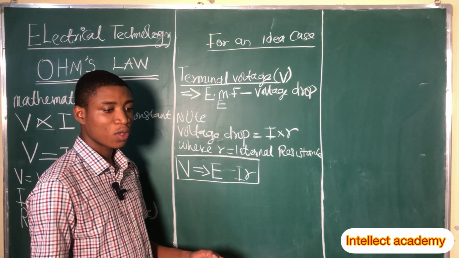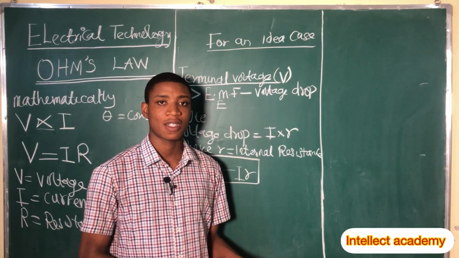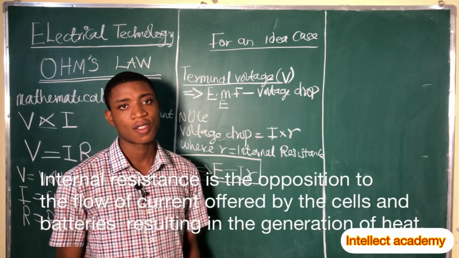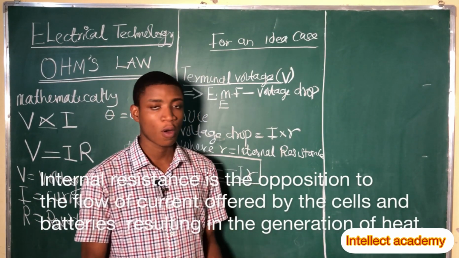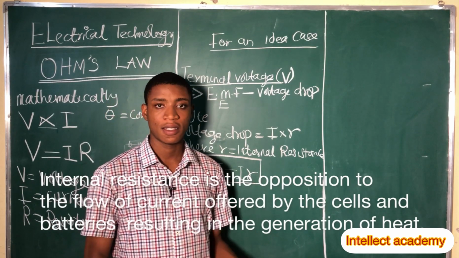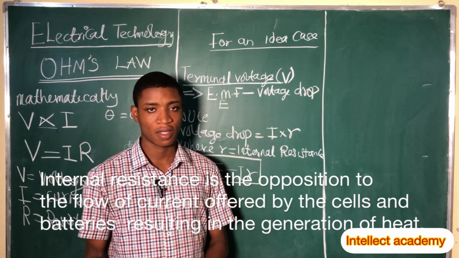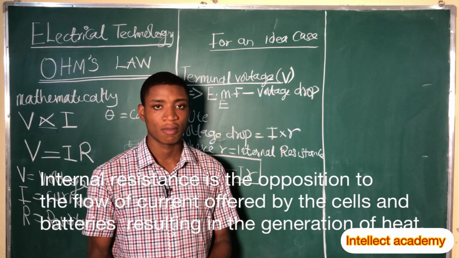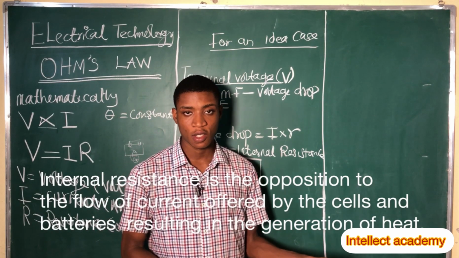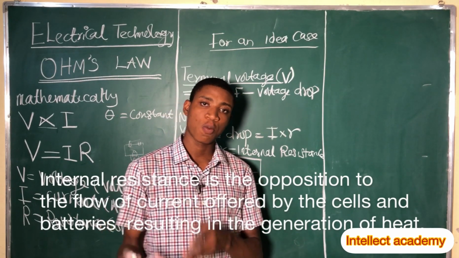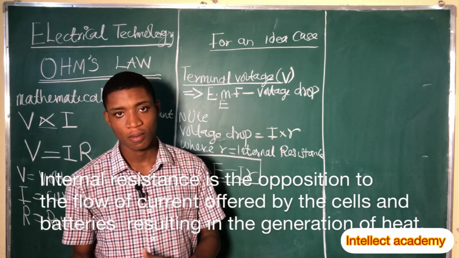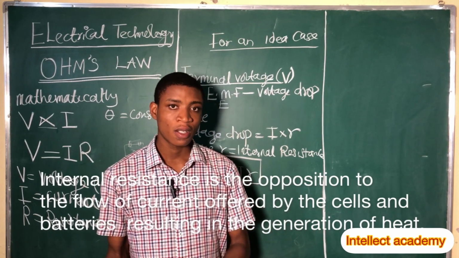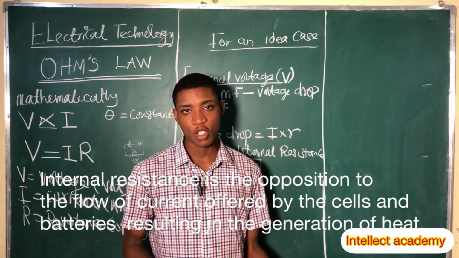Now, first of all, we need to define what internal resistance is. Internal resistance is the opposition to the flow of current offered by the cells and batteries, resulting in the generation of heat. We say that it is the opposition to the flow of current offered by the cells and batteries, which results in the generation of heat.